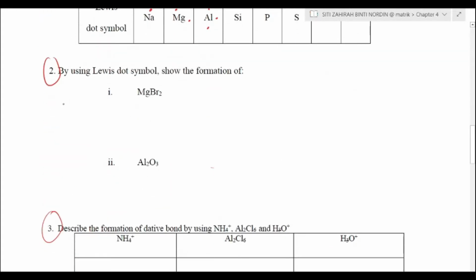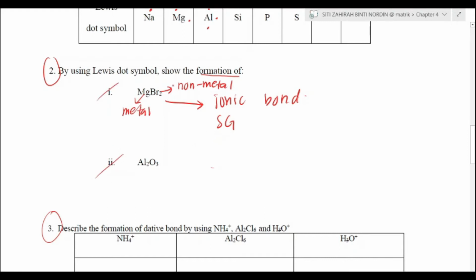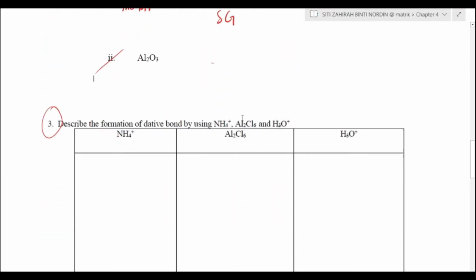For question number 2, okay, by using Lewis dot symbol, show the formation of... Okay, for MgBr2, first we have to determine whether it will form ionic or covalent bond. So Mg is a metal, while Br is a non-metal. So MgBr2 will form ionic bond. So this is already explained in the study guide. Okay, so you try 1 and 2 by yourself. I'm going to check this in the tutorial.